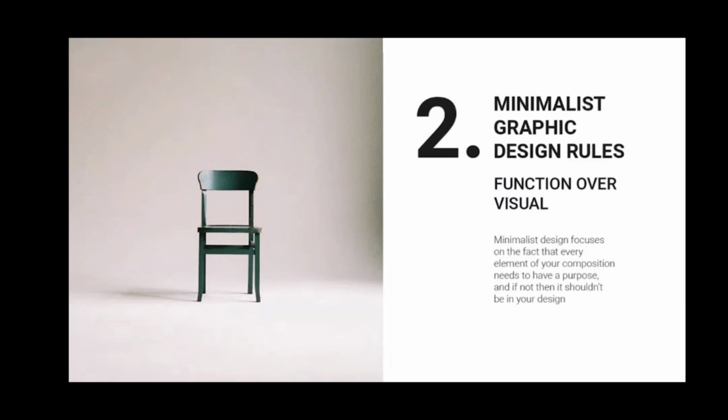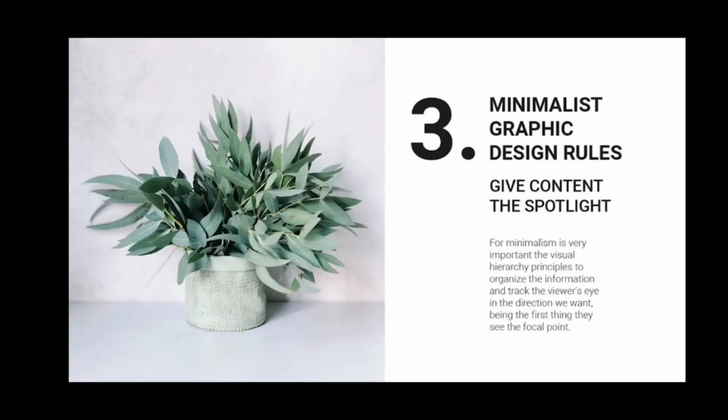The third rule is give content the spotlight. For minimalism, the visual hierarchy principles are very important to organize the information and track the viewer's eye in the direction we want, being the first thing they see, the focal point. So since we are working with minimal stuff, it's important to use the hierarchy principle that will help you to highlight the thing that you want your viewer to notice first. For example, headlines or any picture which needs to be highlighted in your design.